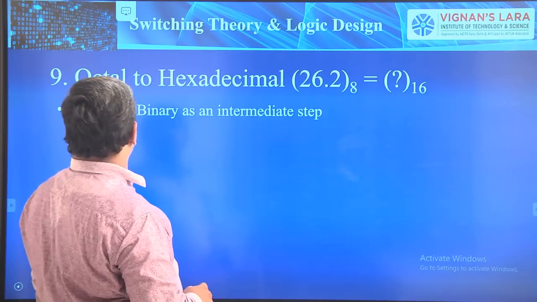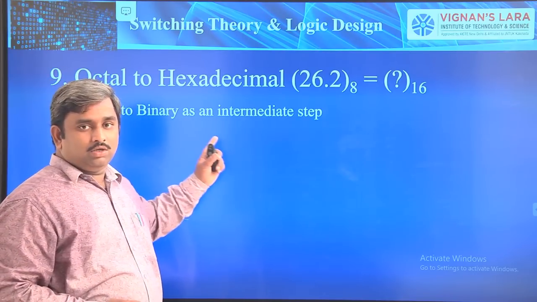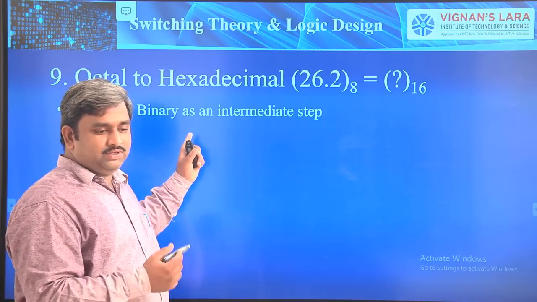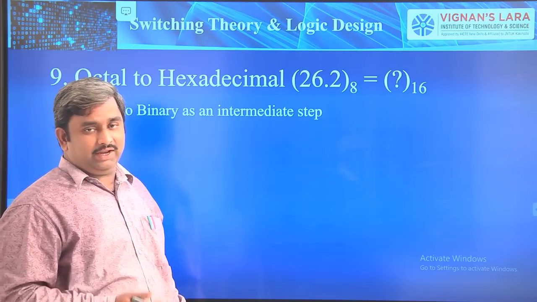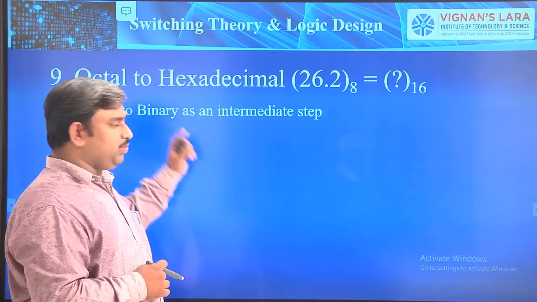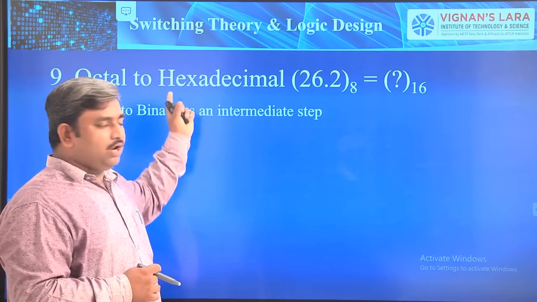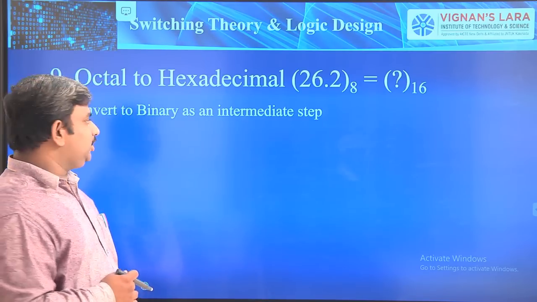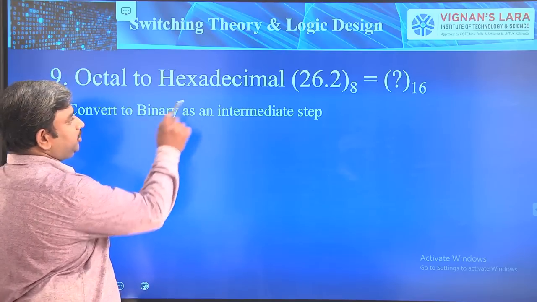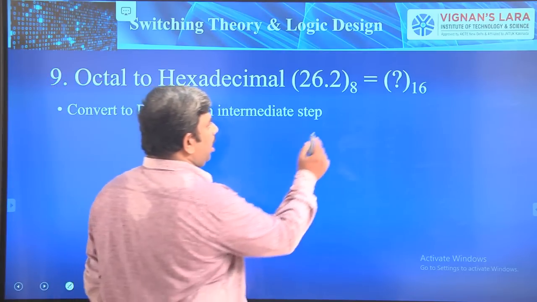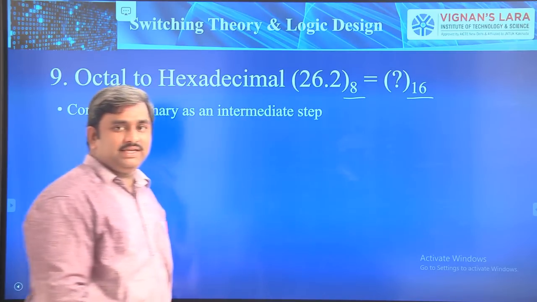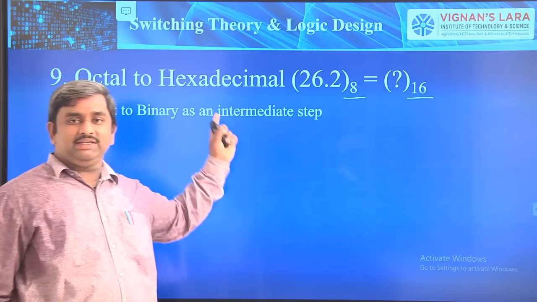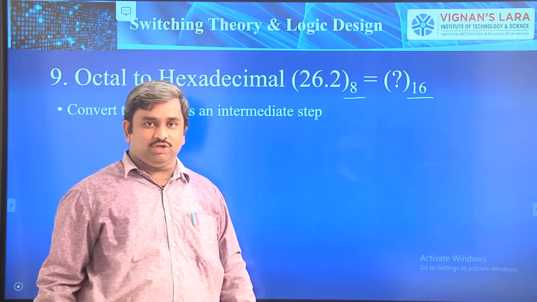Right. So in the last class we have seen different types of conversion techniques. We have a total of 9 conversion techniques. Of these 9, we have seen 8. Now we will start the 9th conversion technique, that is octal to hexadecimal conversion. The octal number system base is 8 and the hexadecimal base is 16. That is base 8 to base 16 conversion technique.